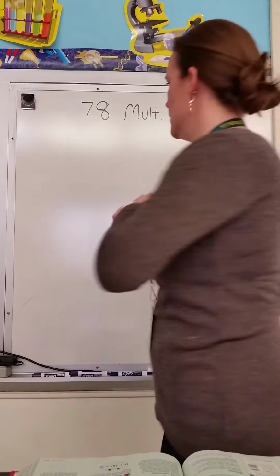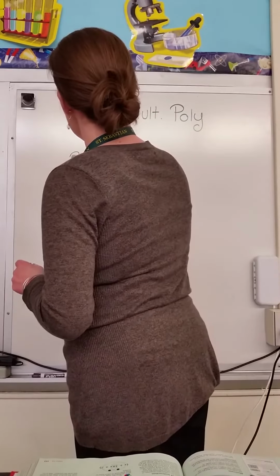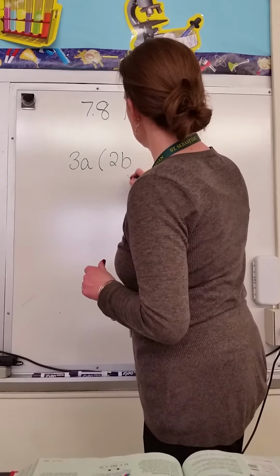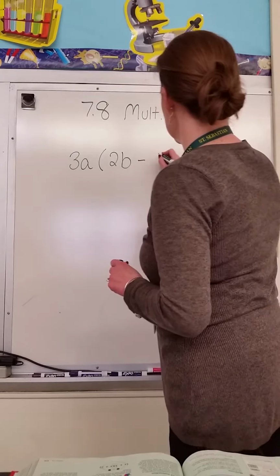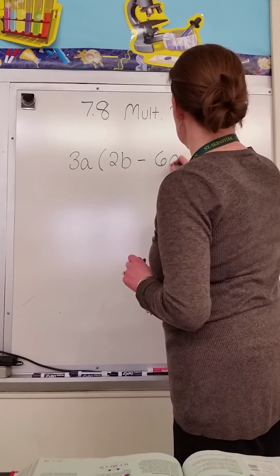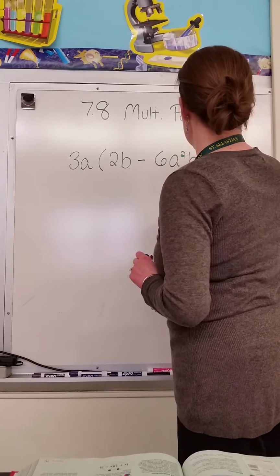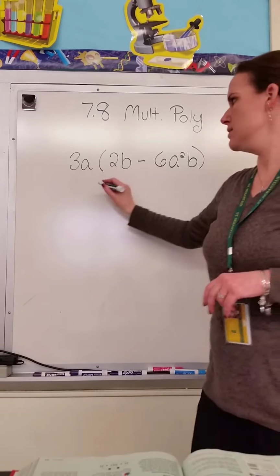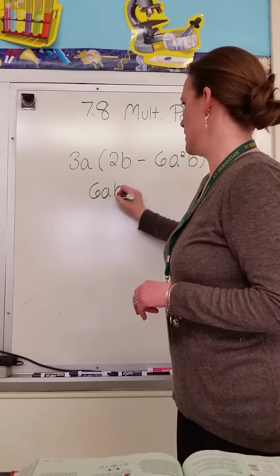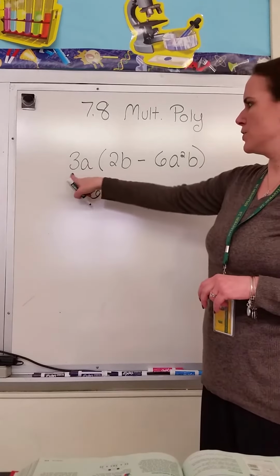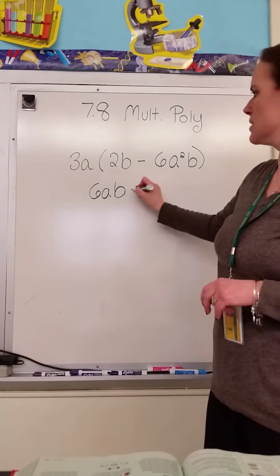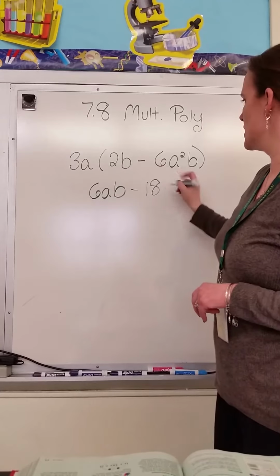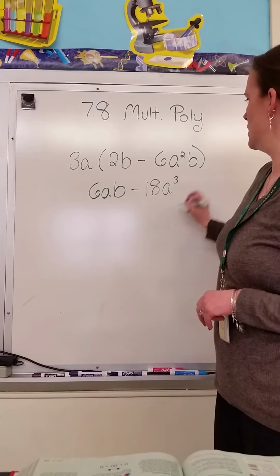Say you have 3a, and then inside here you have 2b, and then you have minus 6a squared b. So again, you're just going to multiply this times this to give you 6ab, and then you're going to have your 3 times the 6. This time it's a minus sign, so it's going to be 18. Your a times a squared is a to the third, and then there's your b.